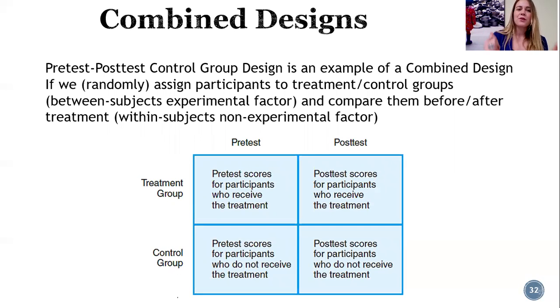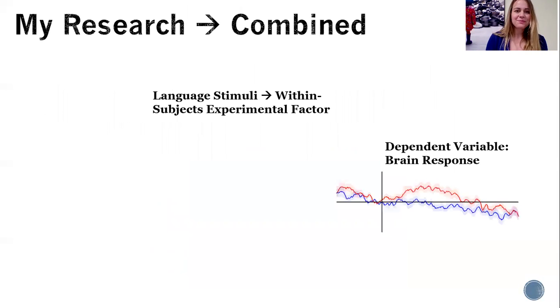So if we were able to randomly assign participants to either receiving your treatment or a control condition, now we've got an experimental factor and we're combining that in the same design where we're looking at how people's self-esteem changes before and after these different treatments. So a pre-test, post-test control group design where we are randomly assigning people to different groups is an example of a combined design.